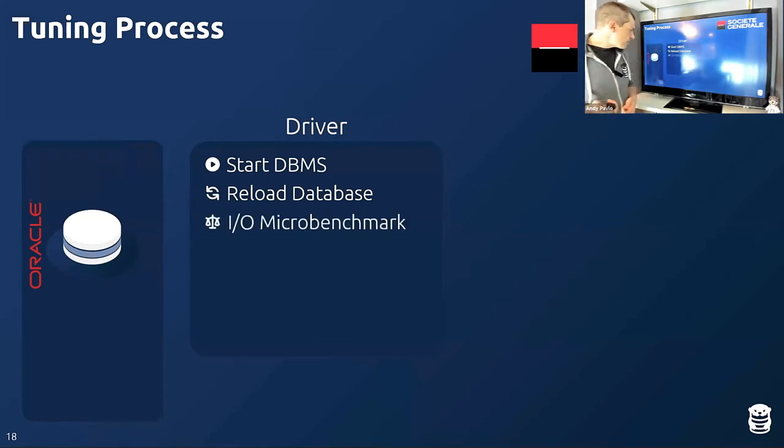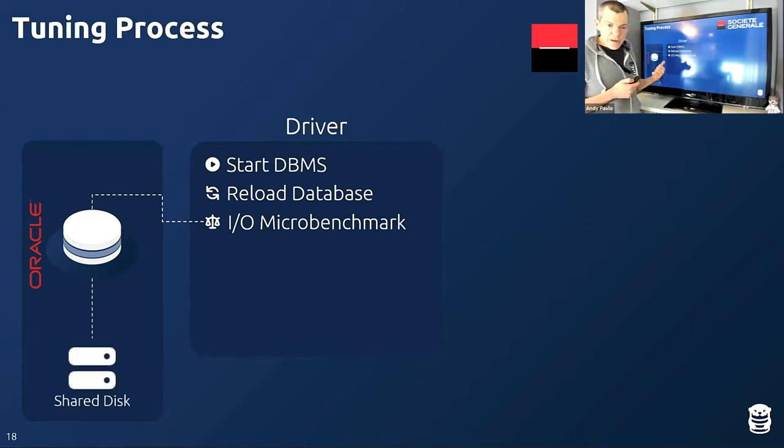All right, so then the next step was we actually ran an IO microbenchmark to measure the disk read and write speed for the database system. And we had to do this because the database was running on a shared disk architecture, because for security reasons, no database was allowed to write to local storage.